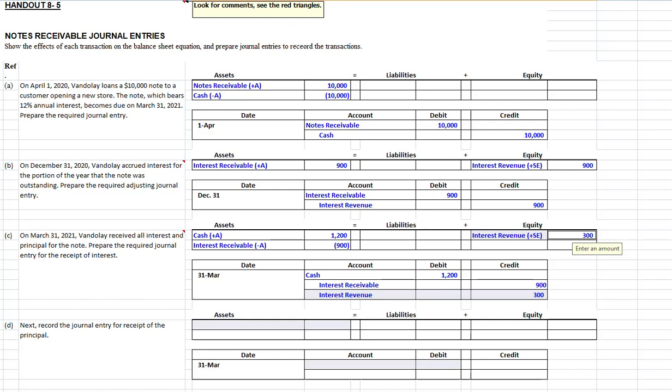Now that takes care of the interest portion of the payment, but they're also going to repay the principal of the note. We're going to get $10,000 in cash, so we credit cash for $10,000. And we no longer have a notes receivable, so we credit notes receivable for $10,000.